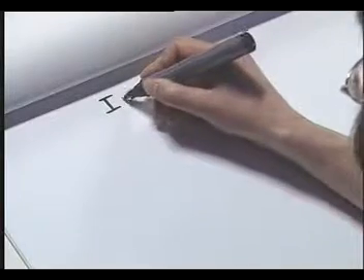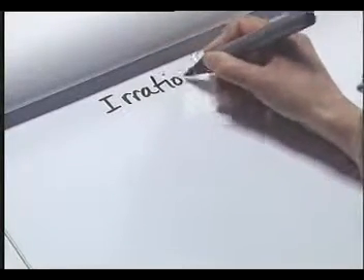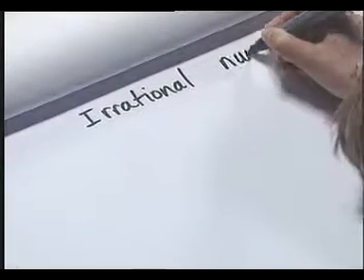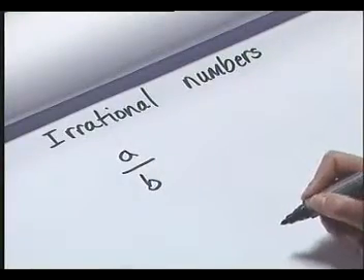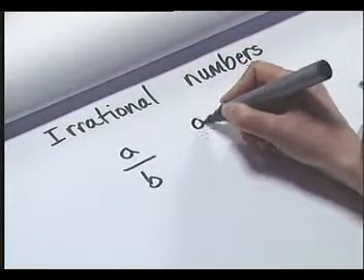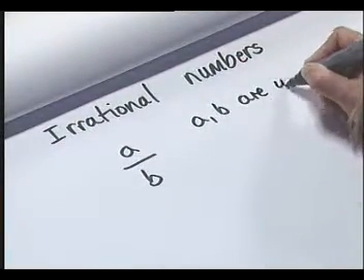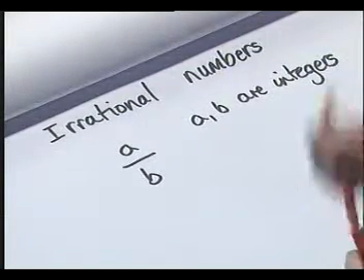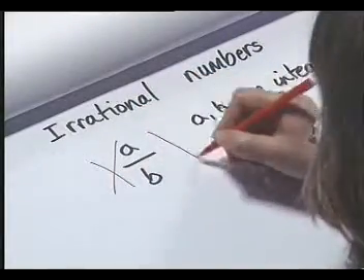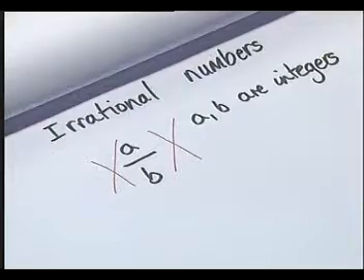Now let's have a look at irrational numbers. Well, what are they? Well, let's write out the word first of all, irrational numbers. Well, irrational numbers are numbers that cannot be expressed as a fraction, a divided by b, where a and b are integers. I'll get my red pen because they cannot be expressed. They can't be written in that way. Well, what does that mean? Well, let's have a look at some examples.